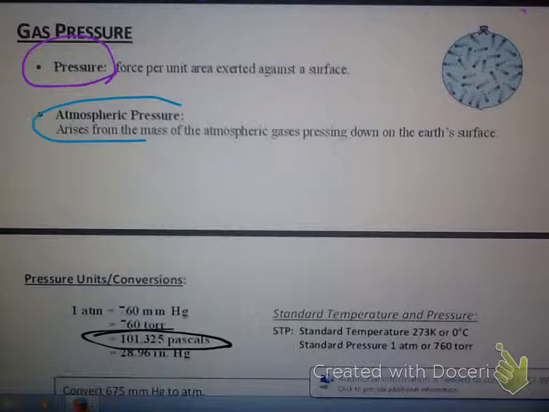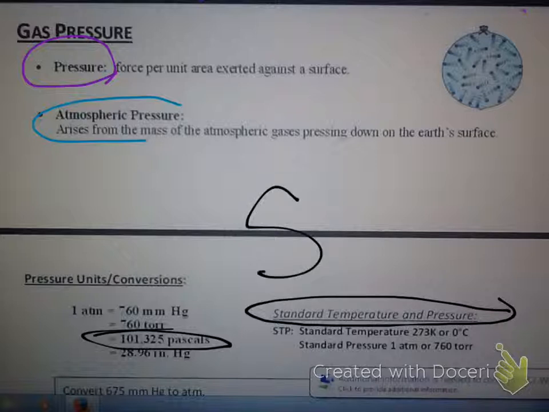Now, there's a special pressure, and I'm going to talk about temperature at the same time, that you need to know. Most chemists, when they run reactions, use a standard temperature and a standard pressure when dealing with gases. We call this the standard temperature and pressure conditions. The abbreviation for these conditions is STP, standard temperature and pressure.